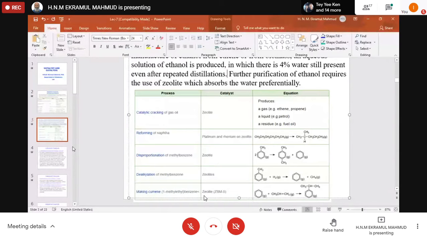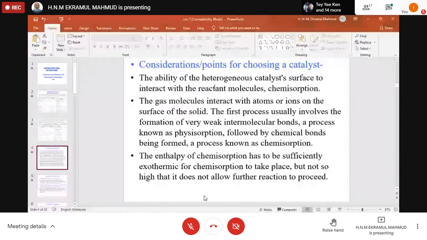Considerations or points for choosing a catalyst. How to choose a catalyst is very, very important. It is a very important thing that a chemist should do before doing the chemical reaction. We need to choose the catalyst because a lot of catalysts are there. Some just lead you to a wrong product. Some will be inactive or deactivated very fast.